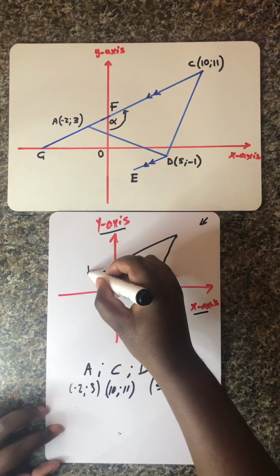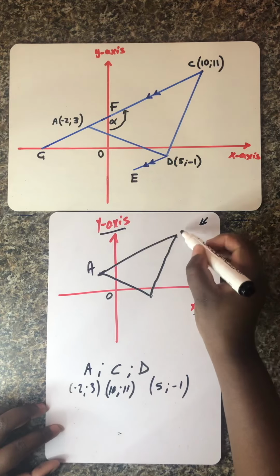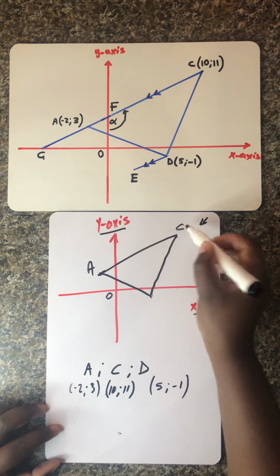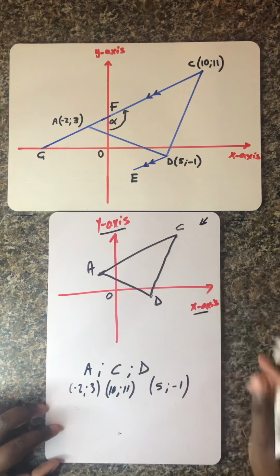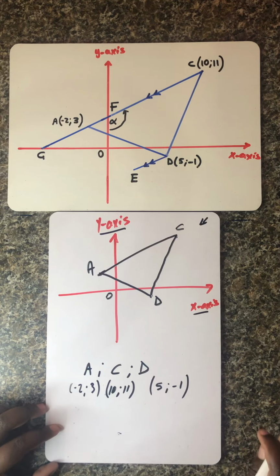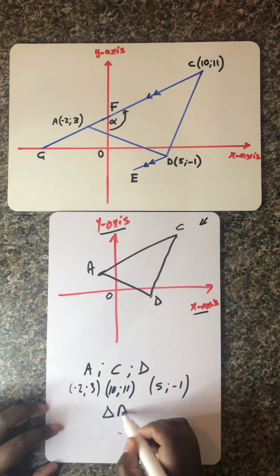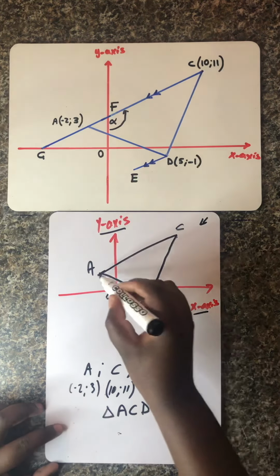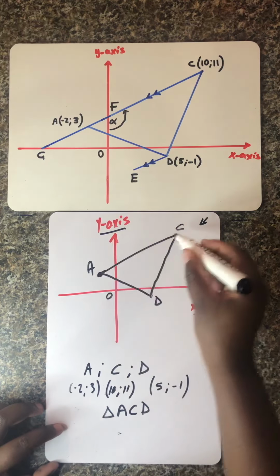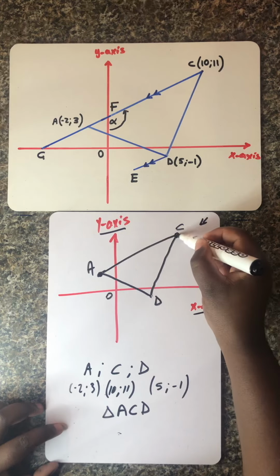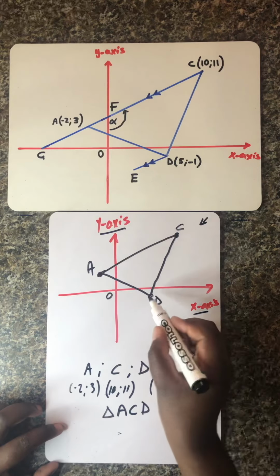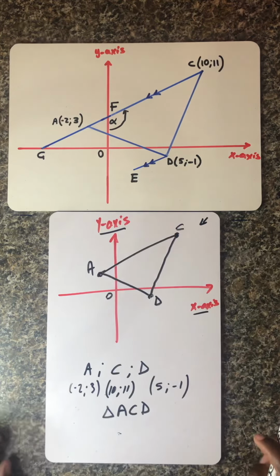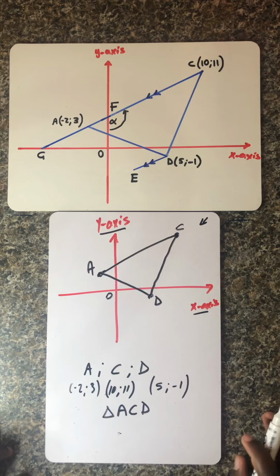Okay, ladies and gentlemen, this is our A, this is our C, this is our D. So that means we've got the vertices of a triangle, which is triangle ACD. Very much important, ladies and gentlemen. So that means you've got 3 segments: A to C, and again C to D, and again D to A. Guys, I hope you fully understand that part.